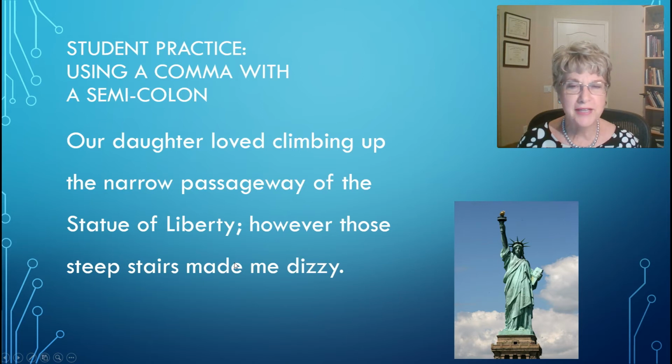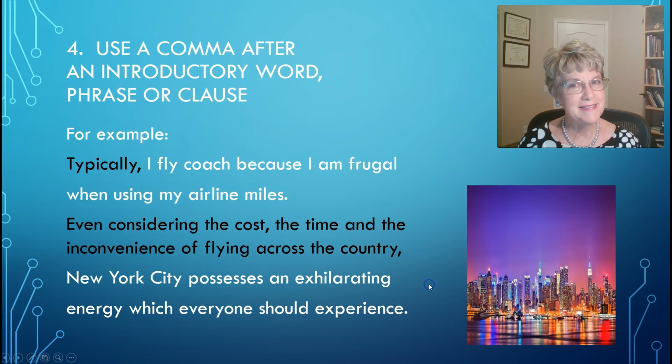Let's do a student practice to reinforce this rule. Our daughter loved climbing up the narrow passageway of the Statue of Liberty. However, those steep stairs made me dizzy. So, this semicolon is signaling that this is a conjunctive adverb, and what's missing? That little comma, because those three travel together. The semicolon, the conjunctive adverb, and the comma. They travel together. Okay, I think you're getting this.